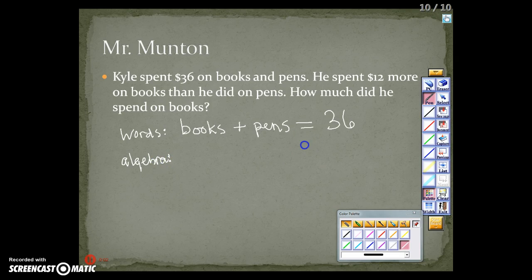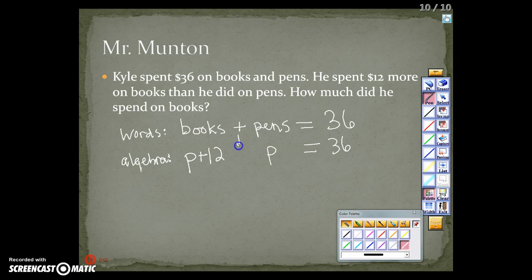So we know something's going to equal 36, so I can start with that. And now we just have to decide what variables to use and how to use them to represent books and pens. So he spent $12 more on books than he did on pens. So I'm going to start with a variable for pens and label that P. Okay? And then I know he spent $12 more on books than he did on pens. So books is the amount of pens plus 12. So it would be P plus 12.